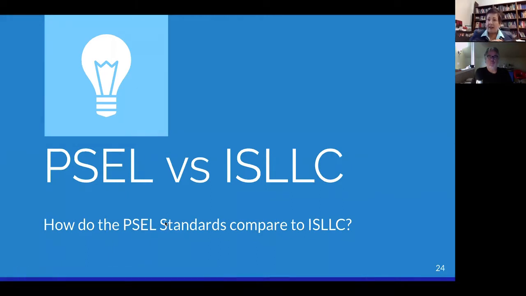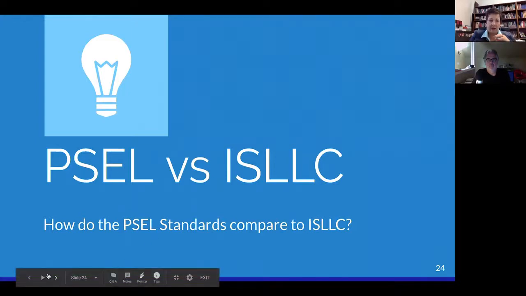So another big idea that we wanted to unpack is that now we have new standards and most states are leaning toward incorporating these standards. More than 45 states had been using ISLLC. It's likely that many states and even more will move toward PSEL for all the reasons that I've mentioned to this point. So how are they alike and how are they different?